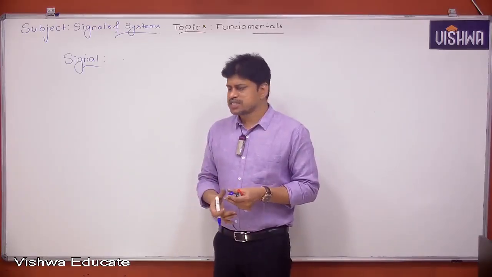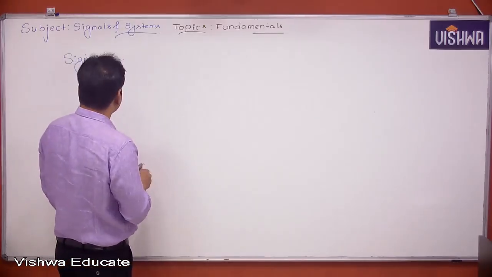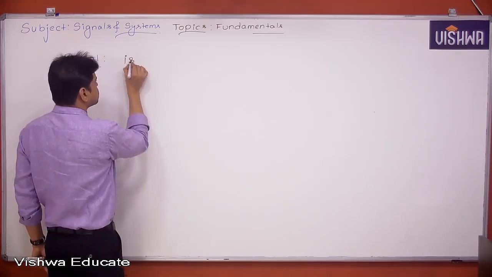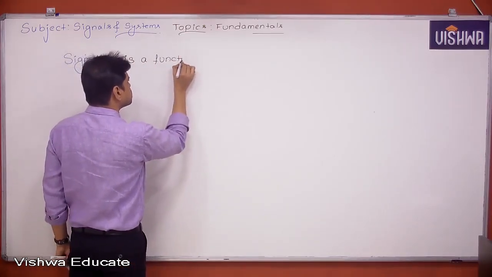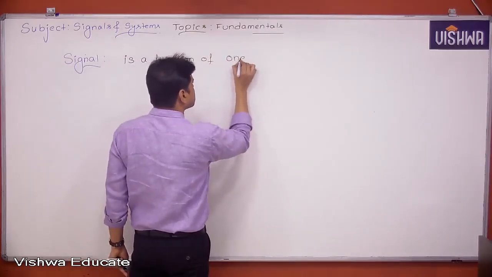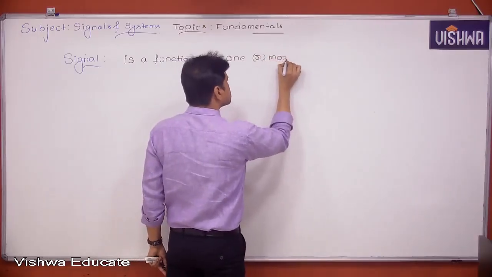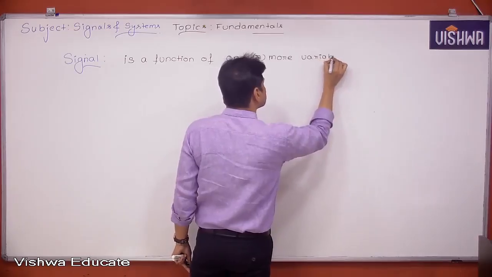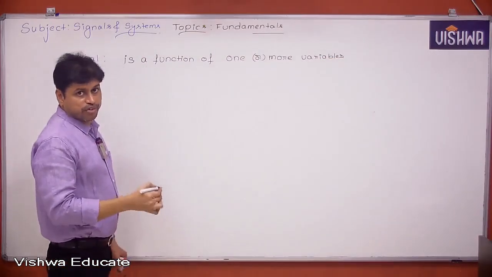So let's write the definition first. What do you mean by signal? Signal is a function of one or more variables. This is the definition of signals.